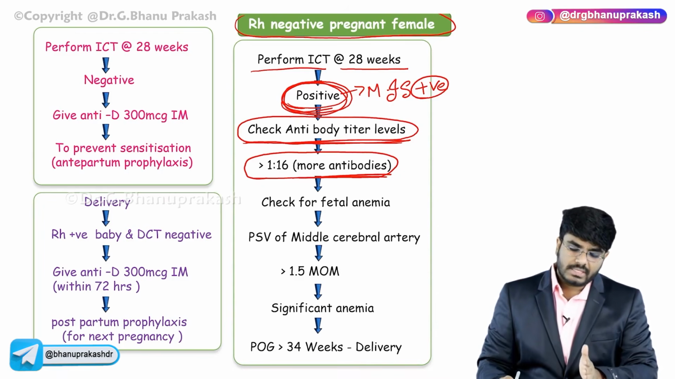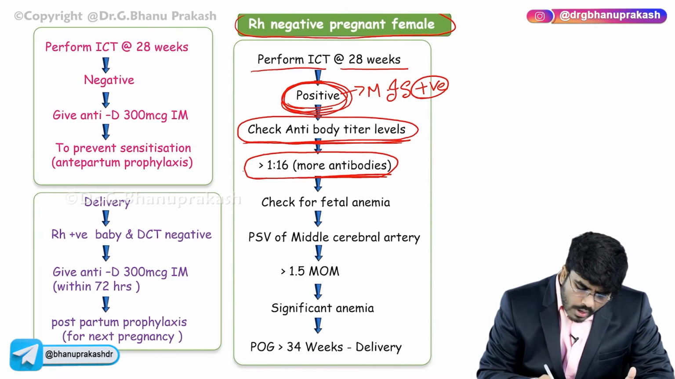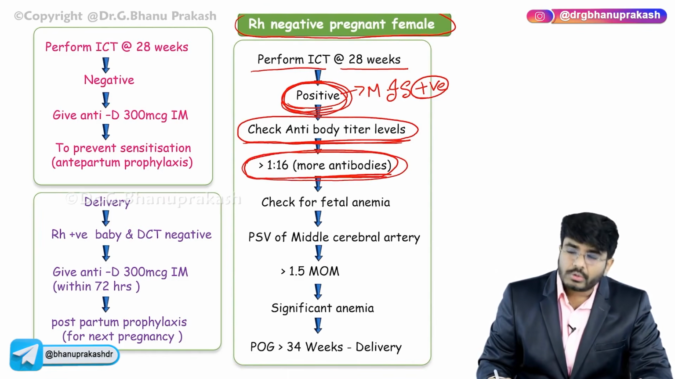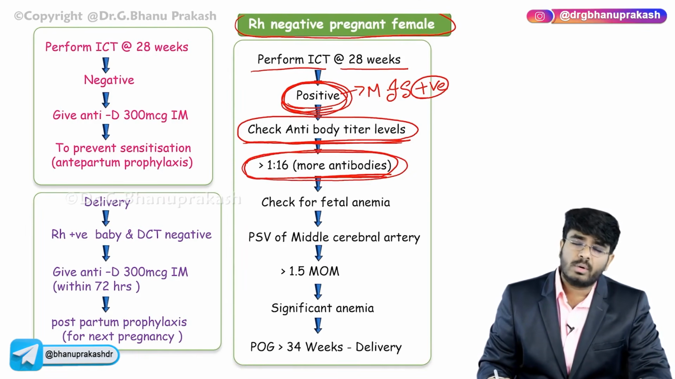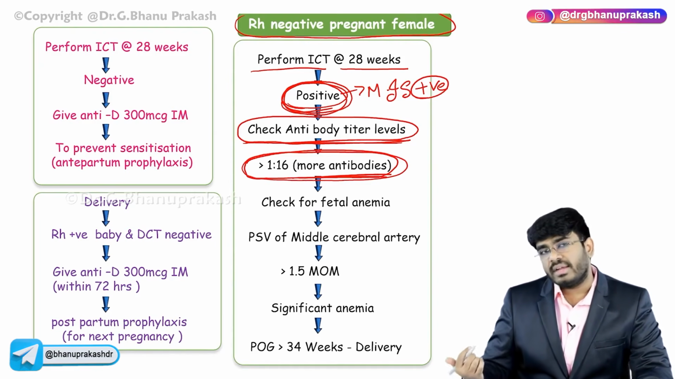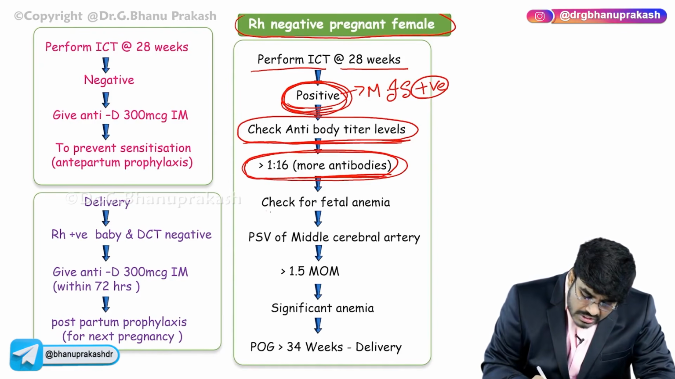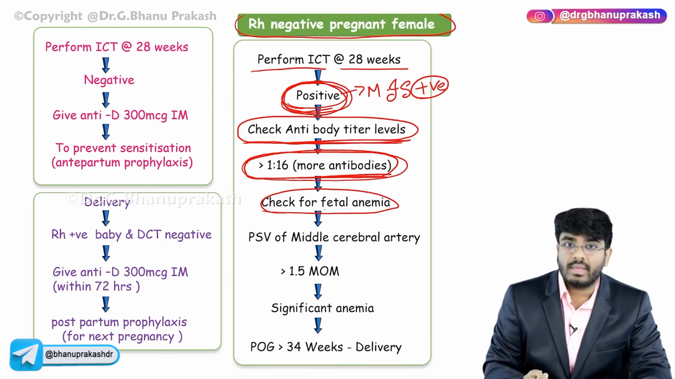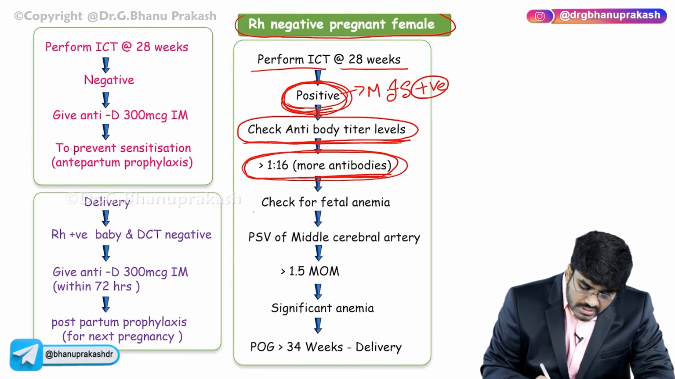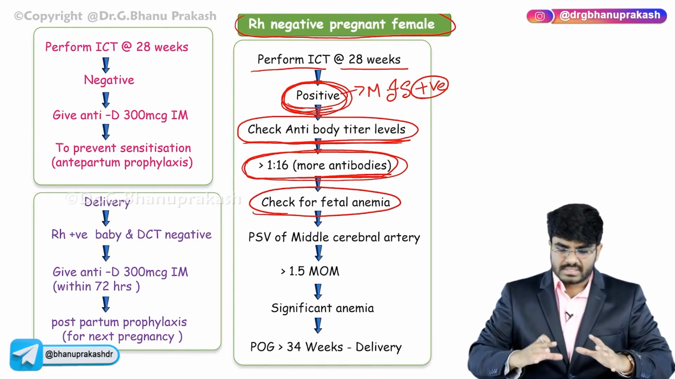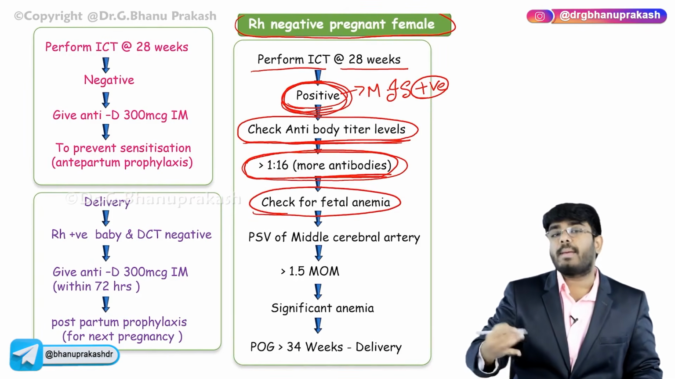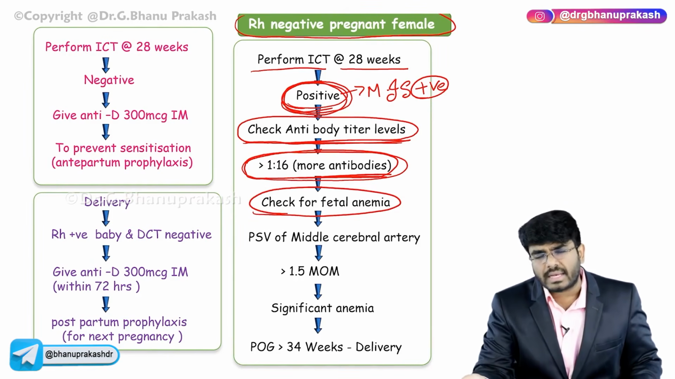But wait here. If she is making more antibodies, in the ratio of more than 1:16, you have to think that these high amounts of antibodies can cross the placenta, they can cause fetal hemolysis. So what you have to do, check for the fetal anemia, whether there is any severe fetal anemia or not. The fetus is present inside the uterus. How can you know whether fetal anemia is happening or not?